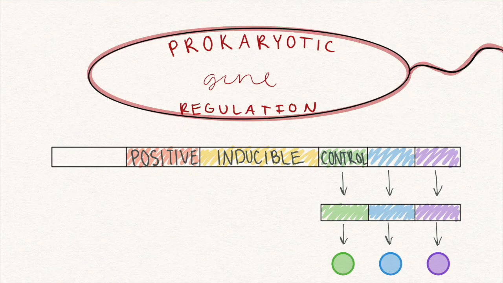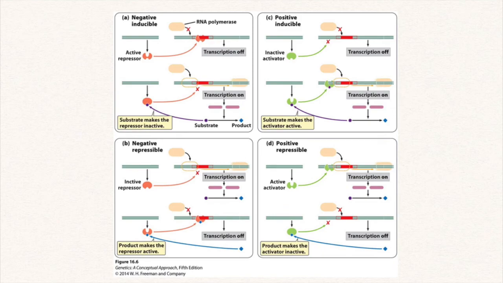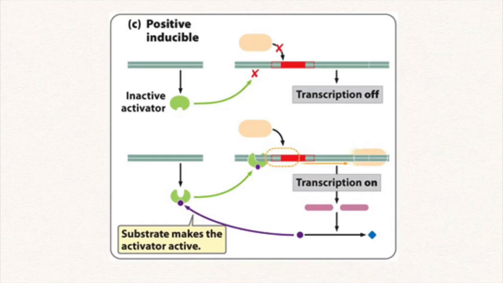In this video, I will be discussing one of the 4 types of prokaryotic gene regulation. I will be using a non-biological representation to illustrate the process in a more accessible way. This image shows the different types of gene regulation, but we will be focusing most specifically on positive inducible control.